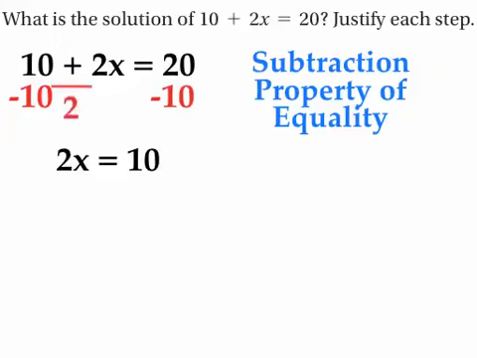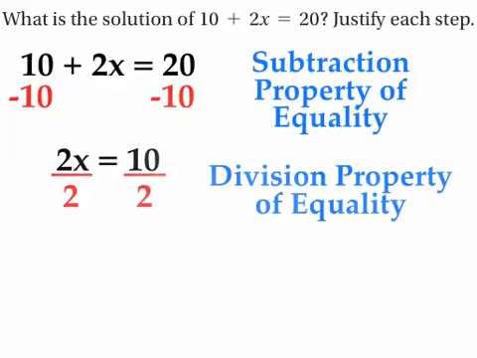Now I need to divide both sides by 2. How I can justify this step would be the division property of equality. Remember, when you're dividing both sides of an equation by the same number, it keeps the equation equivalent. When you divide both sides by 2, you're left with x equals 5. Again, I can plug it back into my equation. 10 plus 2 times 5 is 10, so 10 plus 10 equals 20, and that is true.